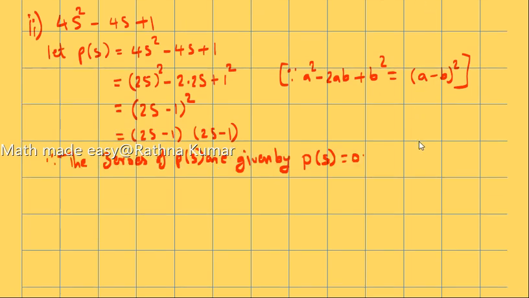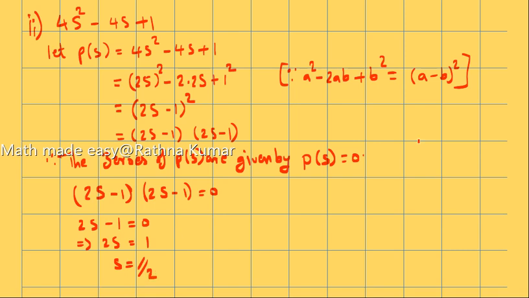So therefore the zeros of p(s) are given by p(s) = 0. So this is nothing but (2s - 1)(2s - 1) = 0. So 2s - 1 = 0. That implies 2s = 1, s = 1/2. So this is the zero value of this polynomial p(s). Okay, it has only one zero value.